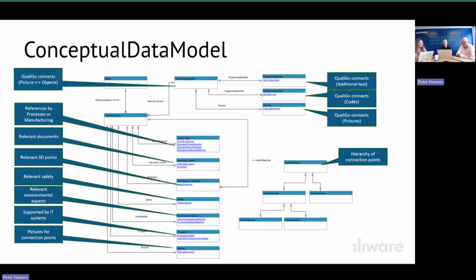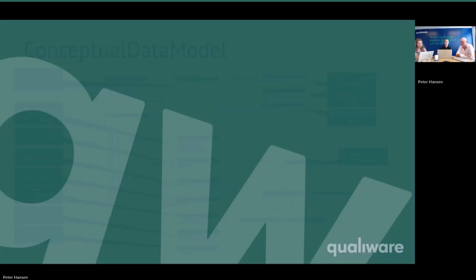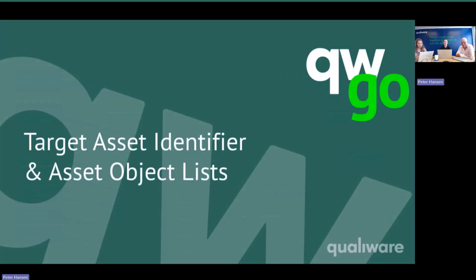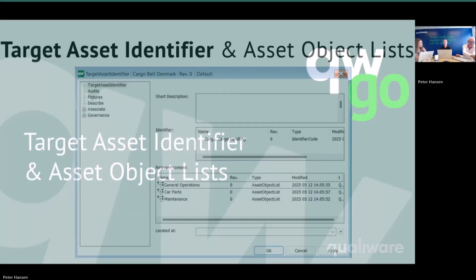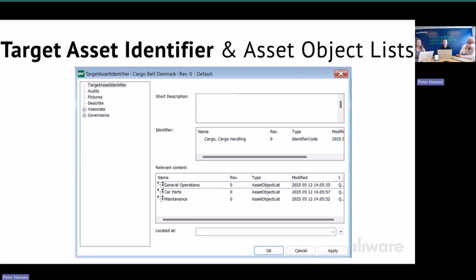All right, thank you very much, Claus. Claus mentioned the target asset identifier and the asset object list. These are two templates which are relevant for this app and the AI experience. First, we have the target asset identifier, which will look like this if you're in the QLM. The target asset identifier consists of two important elements.